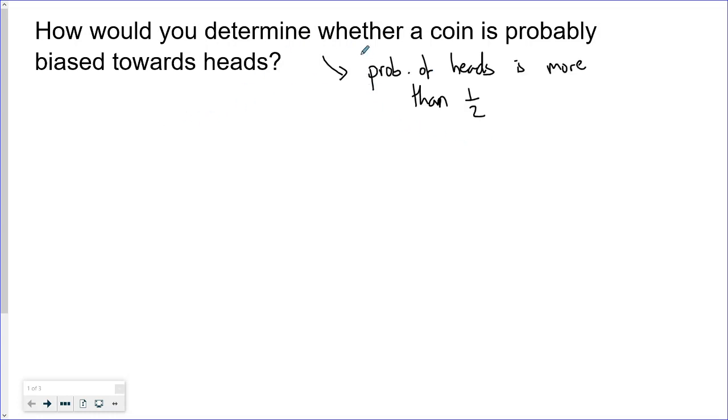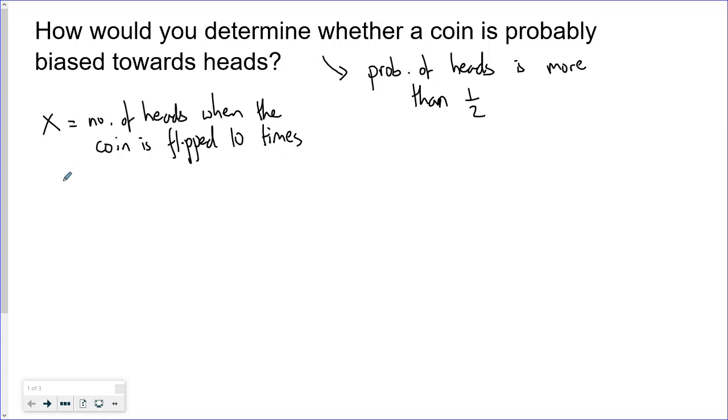Next, we're going to work out what data we're going to collect in order to either support this claim or actually say that the coin is probably fair. So what we're going to do is flip the coin a certain number of times and count how many heads we get. Let's say that we're going to flip the coin 10 times. So our random variable X is going to be the number of heads when we flip the coin 10 times.